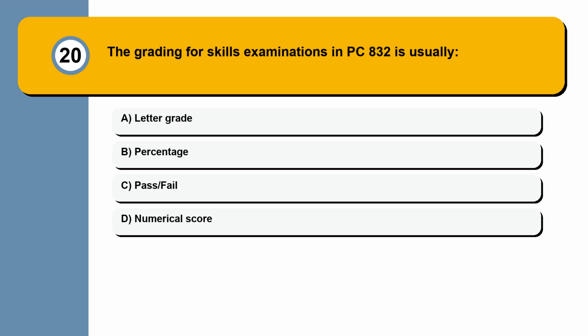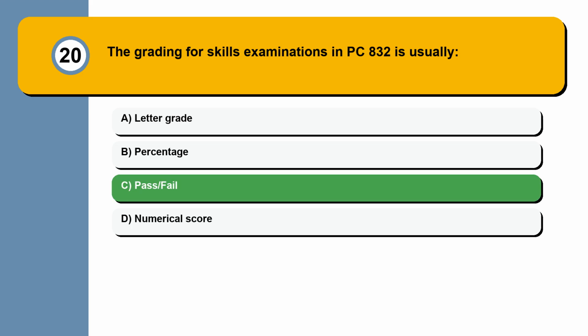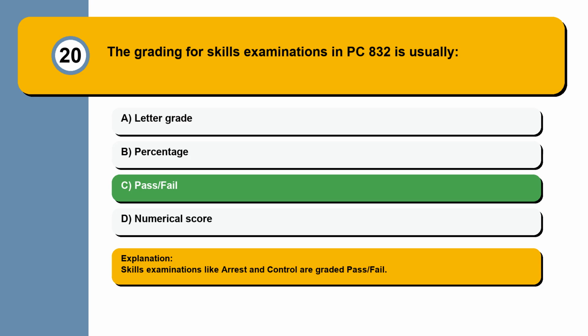Question 20. The grading for skills examinations in PC 832 is usually: letter grade, percentage, pass/fail, numerical score. Skills examinations like arrest and control are graded pass/fail.